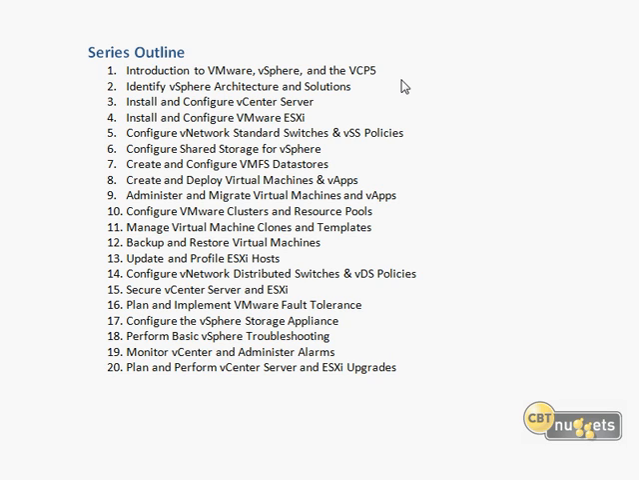Then the next one, I'm going to spend just a minute or two, not that long, helping you understand what the vSphere architecture and its solutions are. I find that most people kind of get the architecture after they have kind of played with all the pieces first.